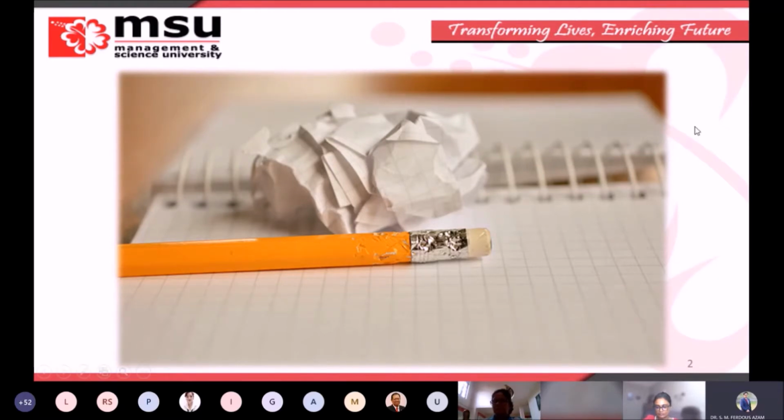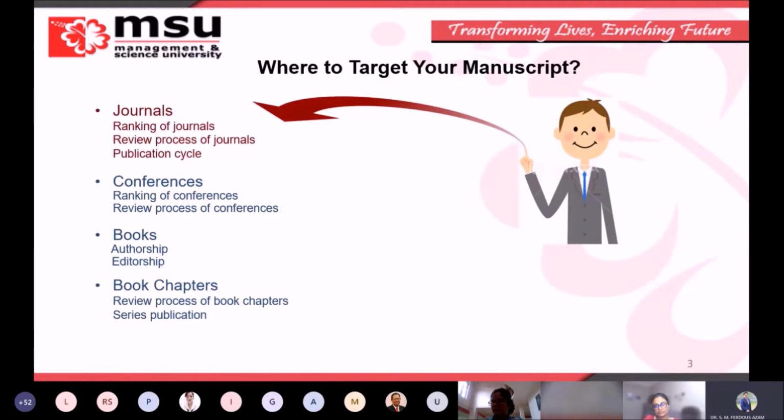Okay, so the question arises: if we would like to write a quality manuscript step by step, how to do it? First of all, we need to know the direction, right? To know that, we have the first question in our mind: where to target your manuscript? That means, where are the possibilities that we can publish our manuscript? We have many options. We have journals, we have conferences, we have books, and we can even write chapters.